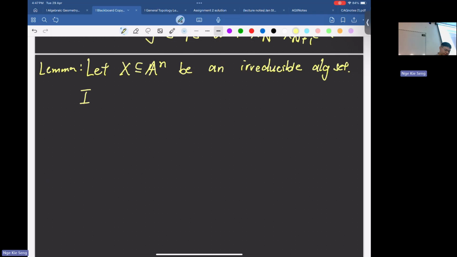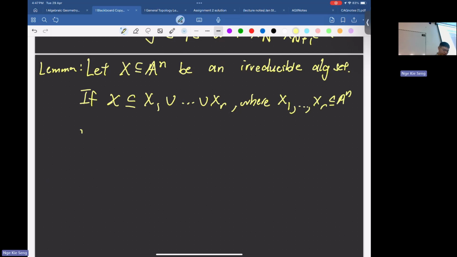If you found that this X lies inside a union of some Xi, where S1 up to Sr are all algebraic sets. Then we said that irreducible is like a building block, right? So actually, this X should live entirely inside one of the Xj.